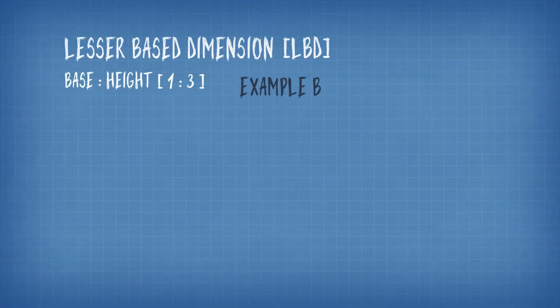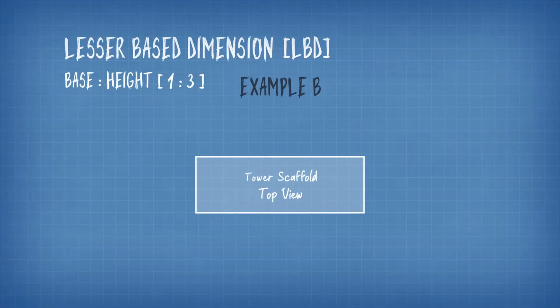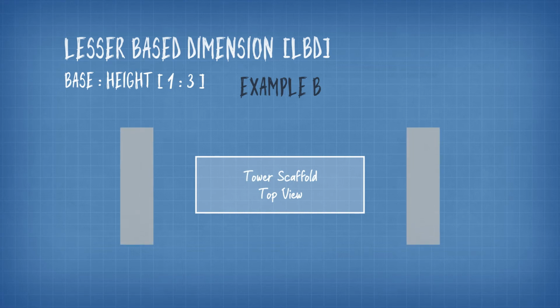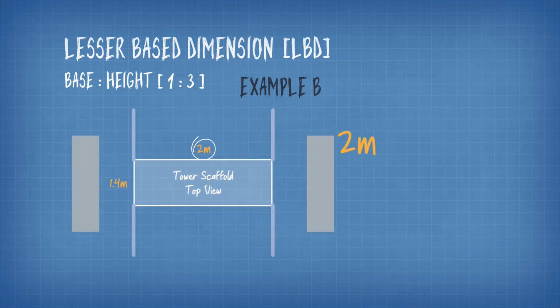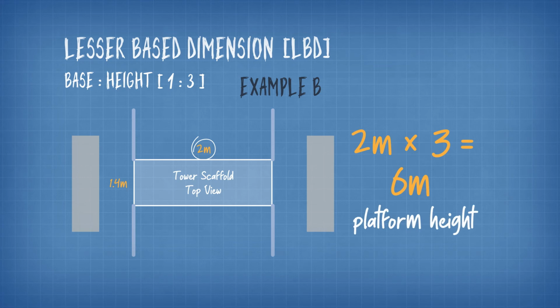In another example, let's say we set up a scaffolding between 2 walls and using the same platform dimension of 2 meter by 1.4 meter, we have to place the stabilizers parallel against the wall. So in this scenario, our lesser base dimension will be 2 meters. So multiply 2 meters by 3, that will give you up to 6 meters in platform height.